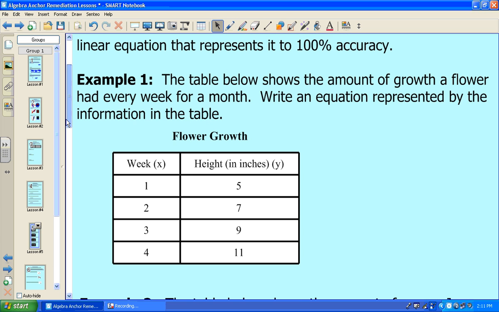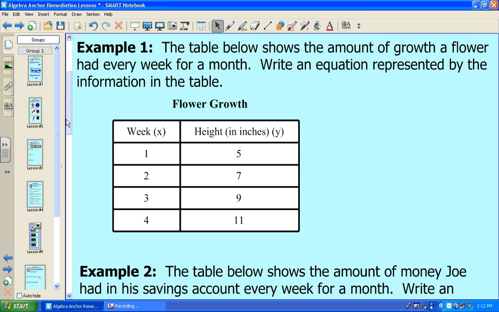The table below shows the amount of growth a flower had every week for a month. Write an equation represented by the information in the table. In this table, they're talking about the flower growth of a plant. Weeks are week 1, 2, 3, and 4, and that is going to be represented by the letter X. In the other column, we have the height of the plant in inches, and that's represented by the letter Y.